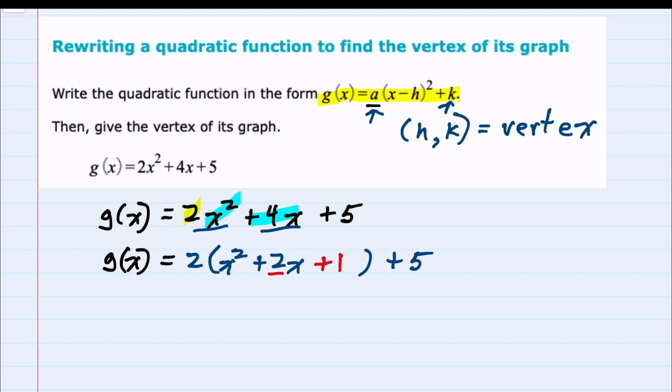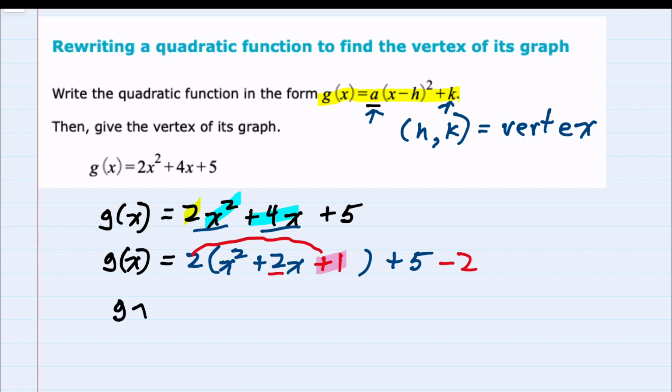But importantly, I can't just go around adding 1 without correcting for the fact that I just added 1. And in fact, since the 2 is outside, I actually just added 2 because that 2 would be multiplied by the 1. Adding 2 to this right-hand side, to keep things in balance, I would also need to subtract 2 from that right-hand side. Once again, I added 2 and I took 2 away. So that keeps everything balanced.